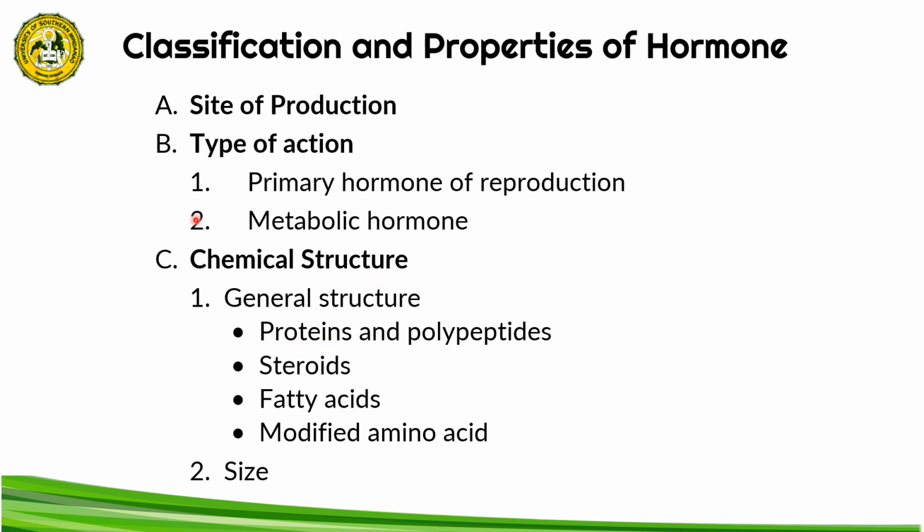According to its chemical structure, the hormones can be classified according to their chemical nature. We have those hormones that are made up of proteins and peptides. We also have the steroid hormones, the hormones that are made up of fatty acid, as well as the modified amino acid.